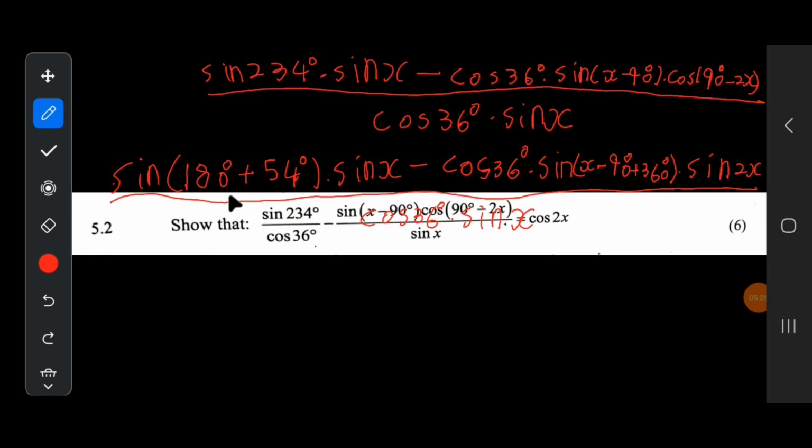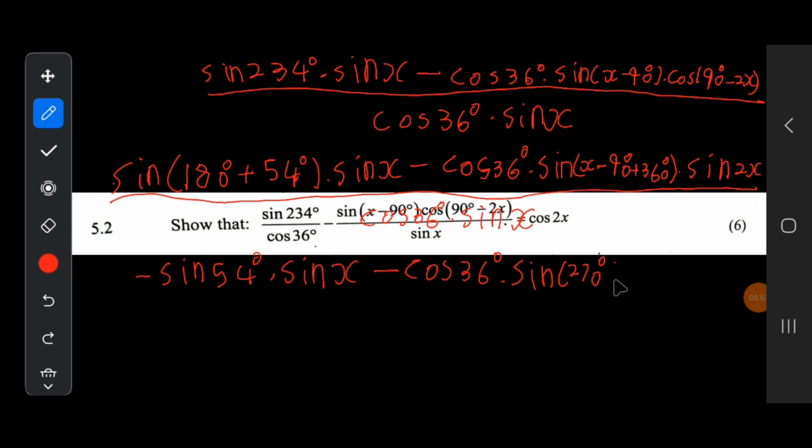180 plus is in the third quadrant, and in the third quadrant we know that sine is negative, so we write sine what? 54 degrees multiplied by what? Sine x, right? Subtracted by what? Cos 36 degrees, right? Multiplied by what? Negative 90 plus 360 is what? 270, right? So we are left with what? 270 degrees plus x multiplied by what? Sine 2x, right? Sine 2x is a double angle of a sine.